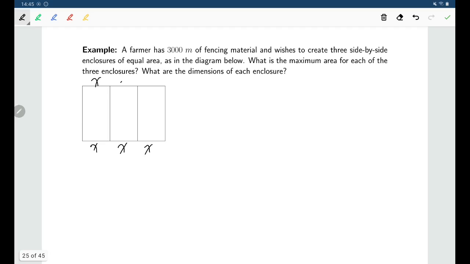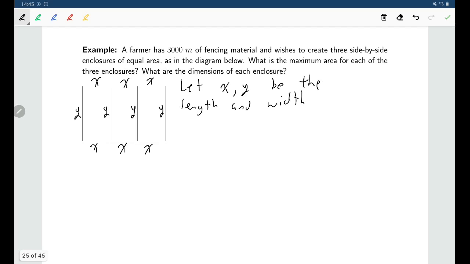So I'm going to start labeling my diagram here. I have x's that I'm using for the one side length and y for the shared side lengths, and our 3 enclosures are sharing some sides. I'll first start off by defining my variables x and y. I'm going to let x and y be the length and width of each enclosure, with y being the shared side.